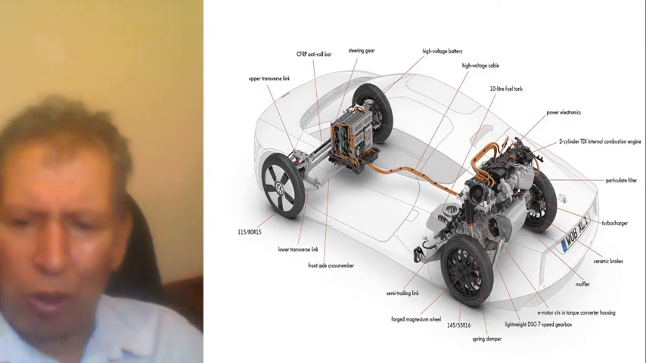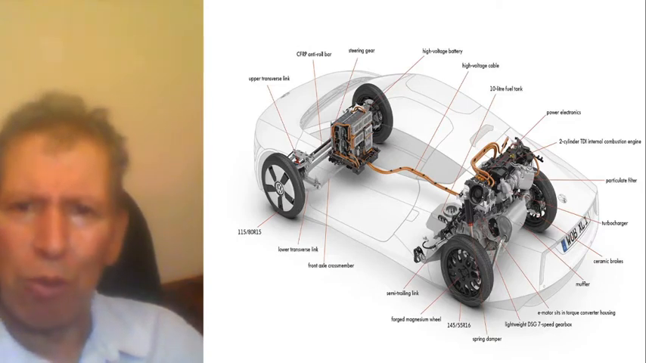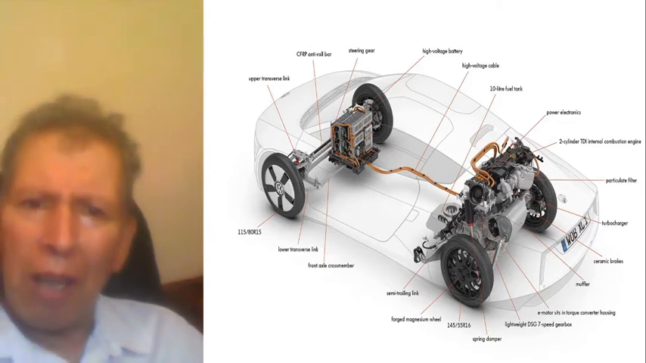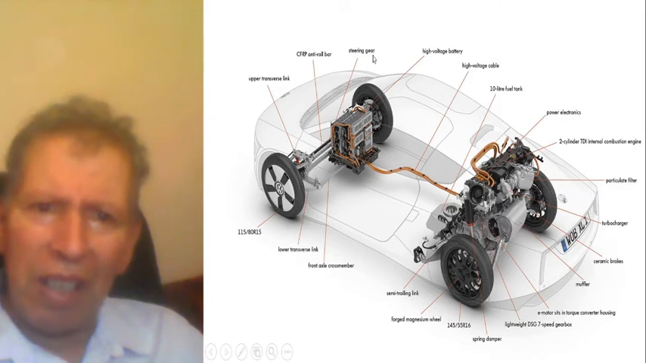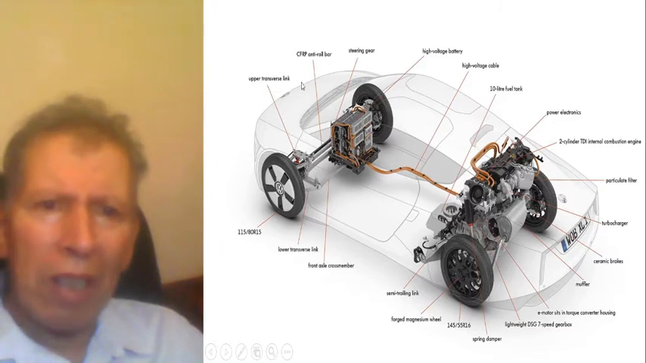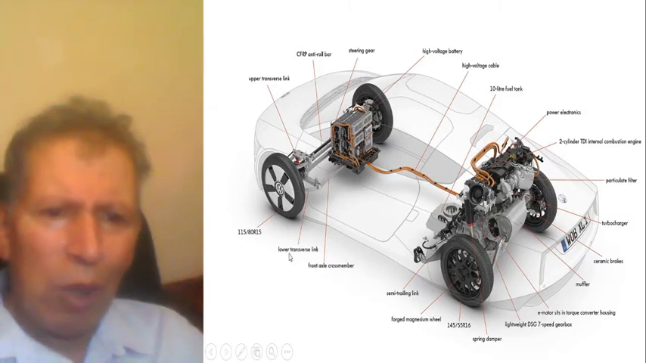This is another similar anatomy. I don't think I should go into details. The writing is too small. High voltage cable. What is this? High voltage battery. Steering gear. All right. Upper transverse link. Lower transverse link. Front axle cross member.